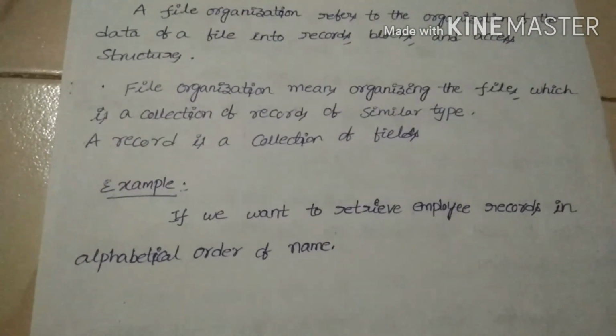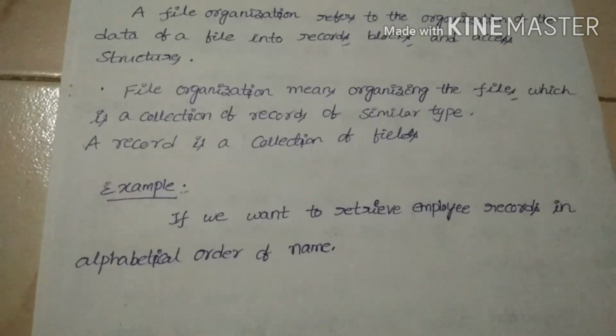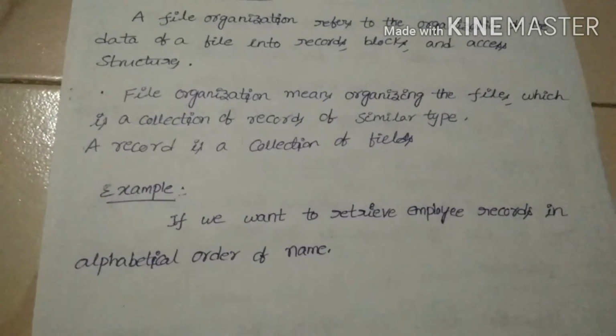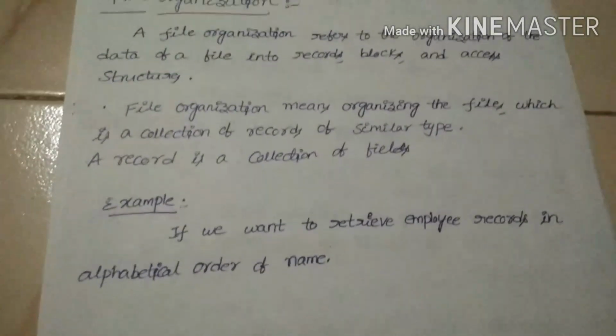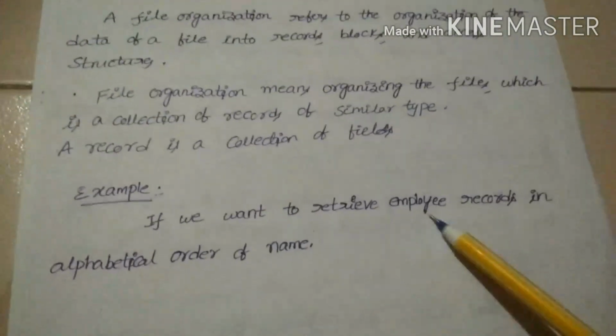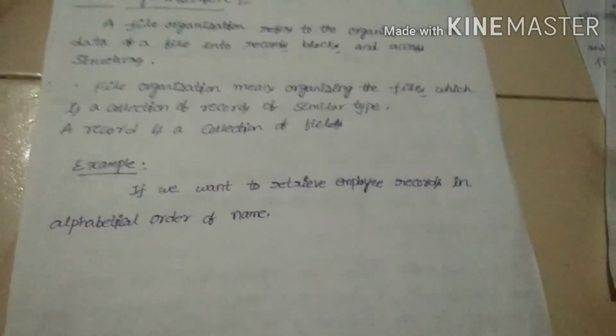This process is called ordering files. Here, if the field which is used for ordering the records is the primary key, then it is an ordering file. Next, this is the example: you have to retrieve employee records in alphabetical order of name. This is the example.